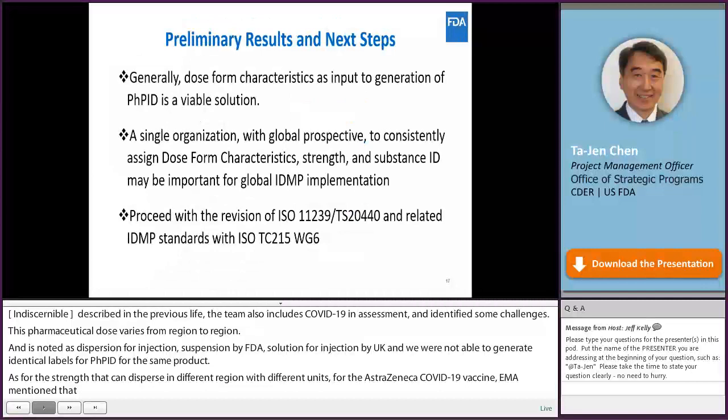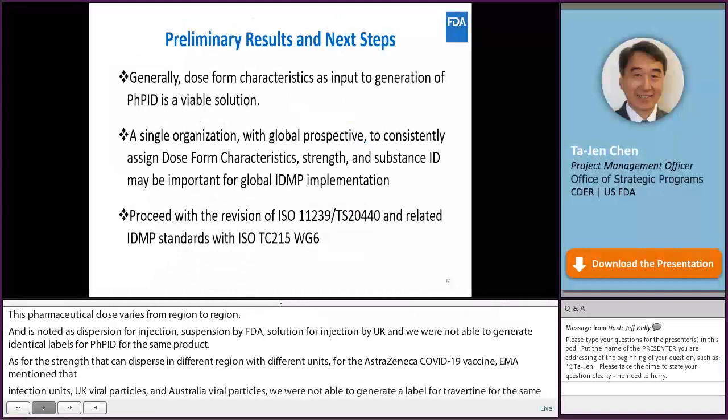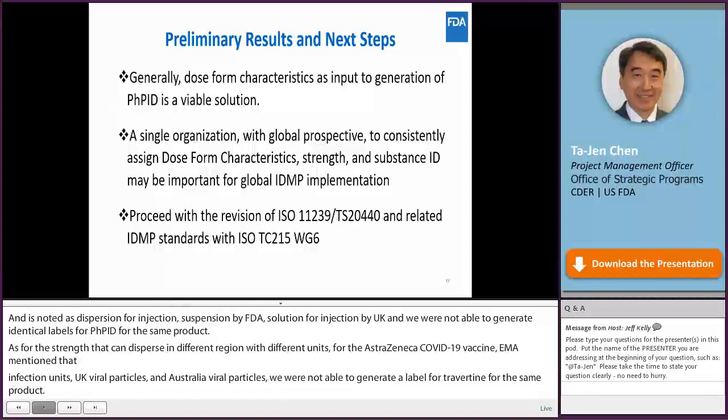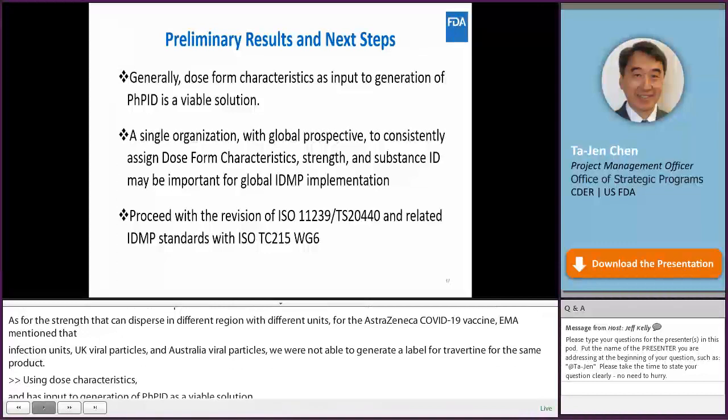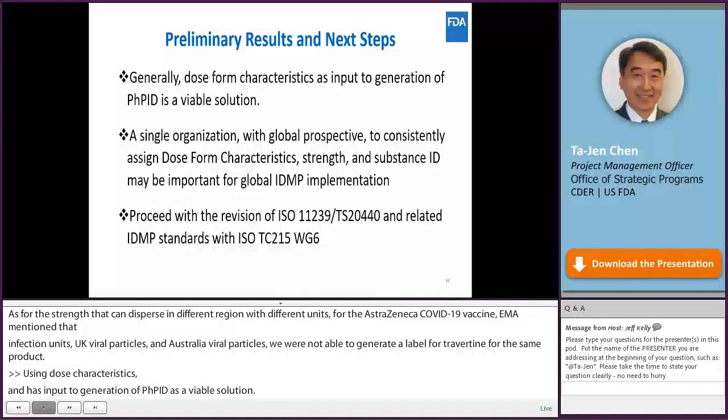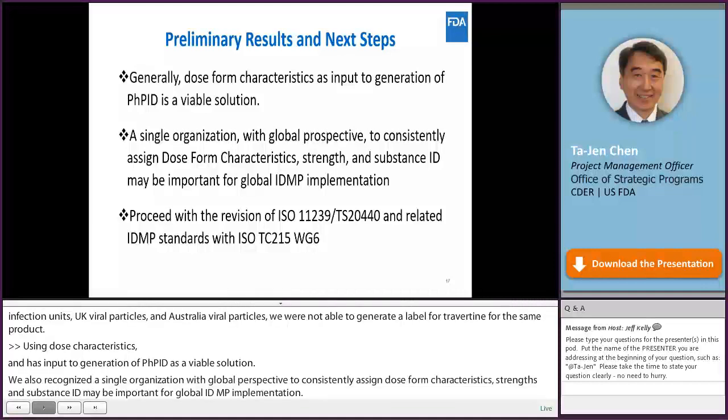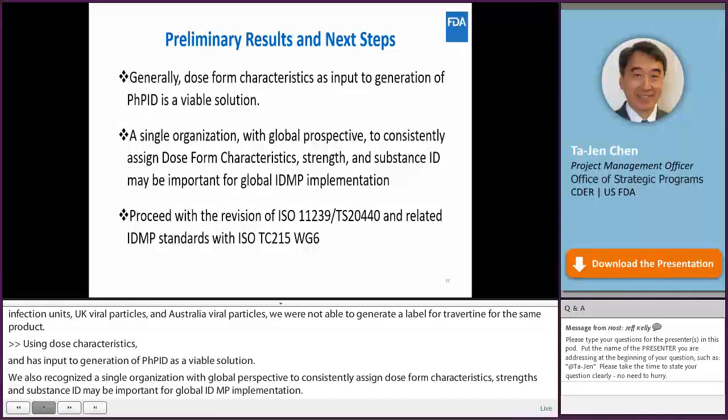The pilot confirms that using dose form characteristics as input to generate global PhPID is a viable solution to connect medicinal products in different regions. We also recognize that a single organization with a global perspective to consistently assign dose form characteristics, strengths, and substance ID is important for global IDMP implementation. The working group will continue the revision of ISO 11239 and technical specification 20440 and also evaluate the impact to other IDMP standards.